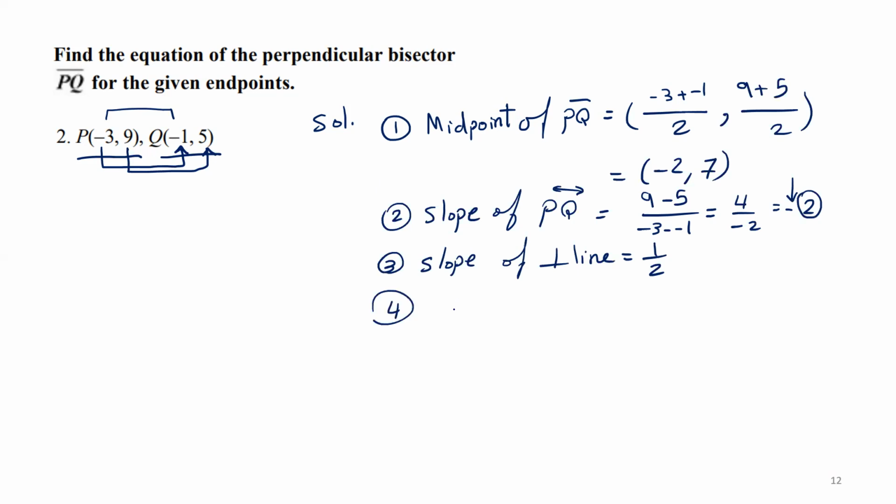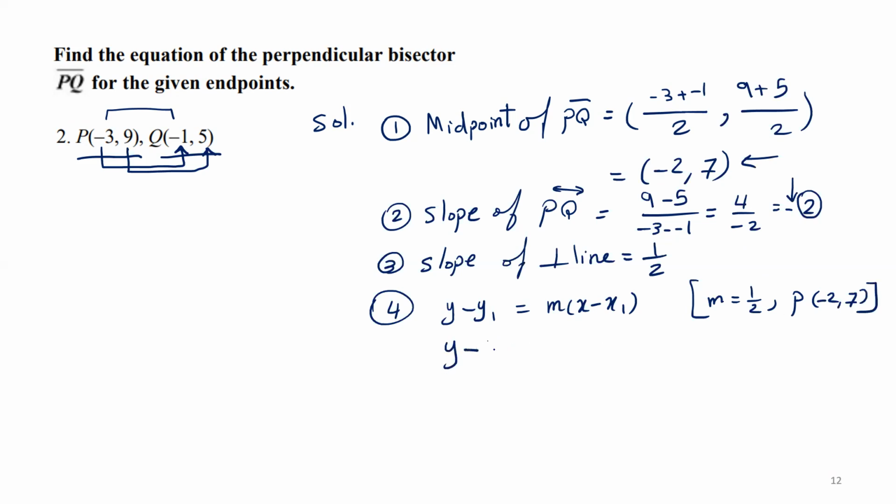And number 4, the last step, the equation is always y minus y1 equals the slope times x minus x1. I'm using the point-slope formula because I have the slope 1/2 and the midpoint (-2, 7). So the equation of the perpendicular bisector is y minus 7 equals 1/2 times x minus -2. X minus -2 is the same as x plus 2, so 1/2 times x is 1/2 x, plus 1/2 times 2 is 1. Y minus 7 now equals 1/2 x plus 1.